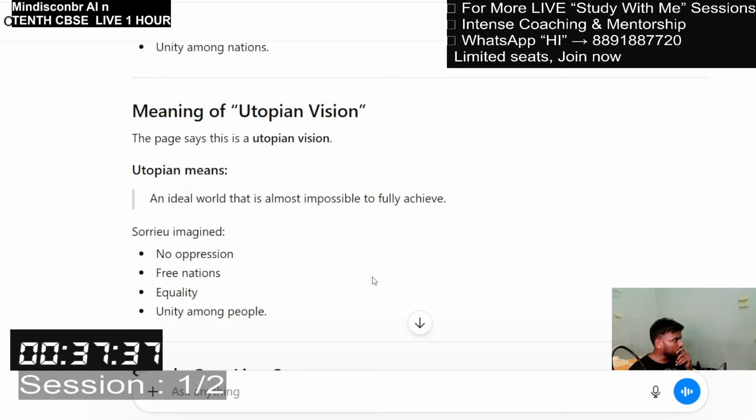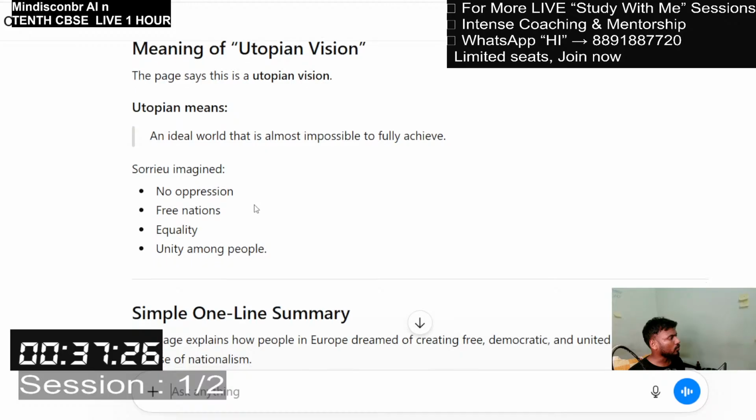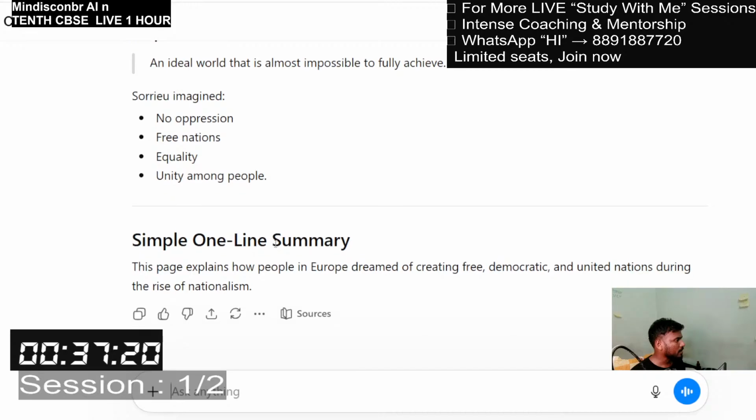And one more meaning is there: utopian vision. What is utopian vision? Utopian means an ideal world that is almost impossible to fully achieve. Sorrieu imagined no oppression, free nations, equality, and unity among people. The page explains how people in Europe dreamed of creating free, democratic, and united nations during the rise of nationalism.